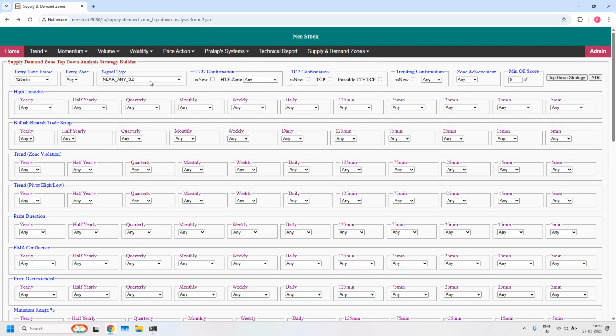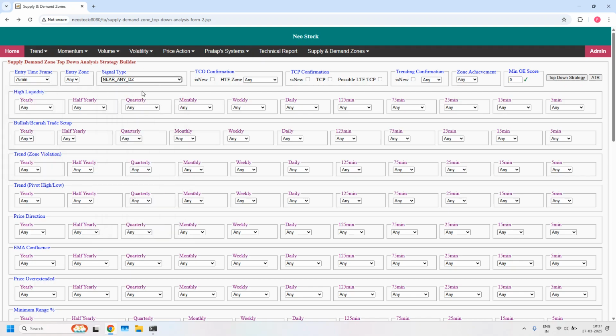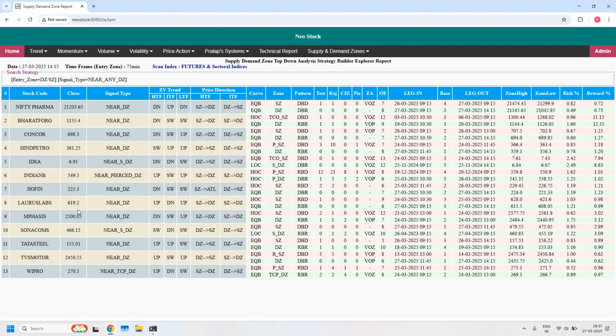Okay, next time frame is 75 minutes. Entry time frame 75 minutes. Let us find the stocks near to the 75 minutes demand zone. We got 13 stocks. Let us identify high liquidity 75 minutes demand zones from this list. Idea is having a 75 minutes high liquidity demand zone.